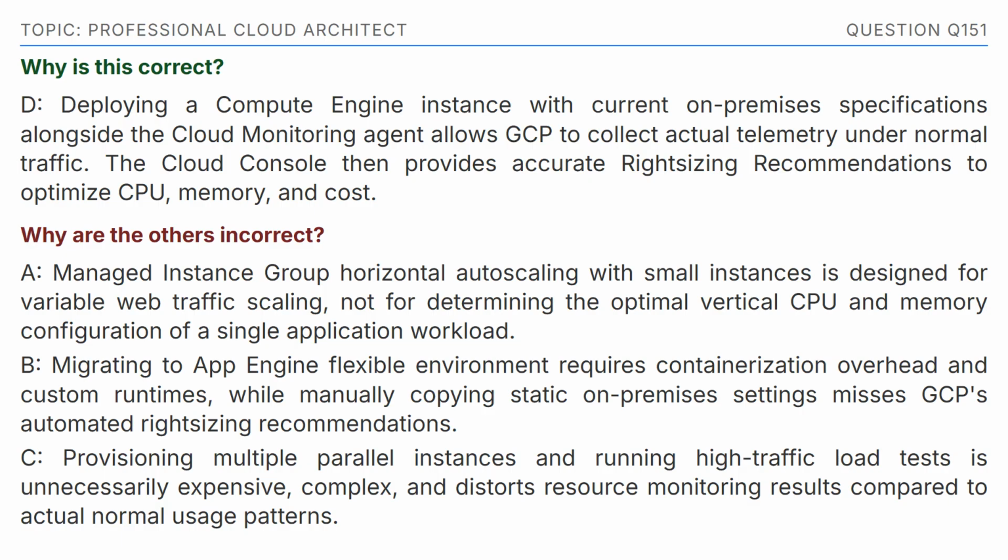B. Migrating to App Engine flexible environment requires containerization overhead in custom runtimes, while manually copying static on-premises settings misses GCP's automated right-sizing recommendations. C. Provisioning multiple parallel instances and running high-traffic load tests is unnecessarily expensive, complex, and distorts resource monitoring results compared to actual normal usage patterns.